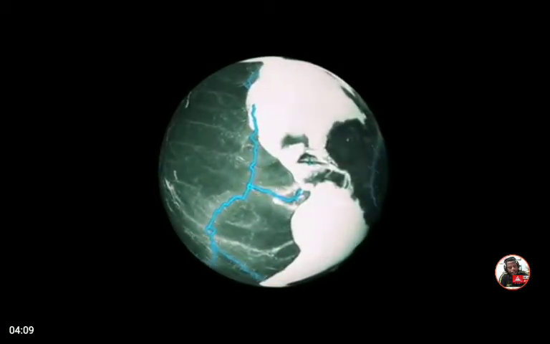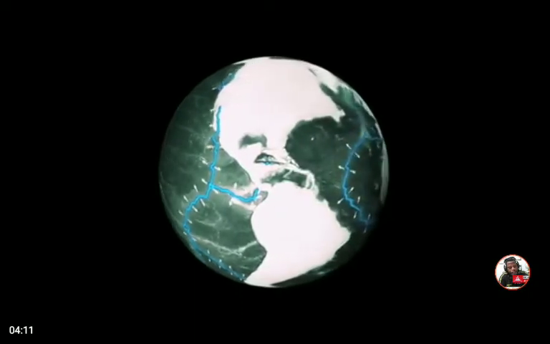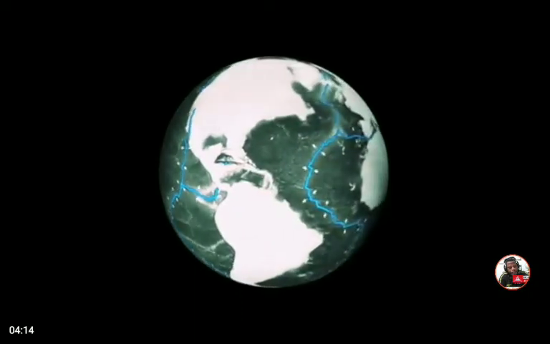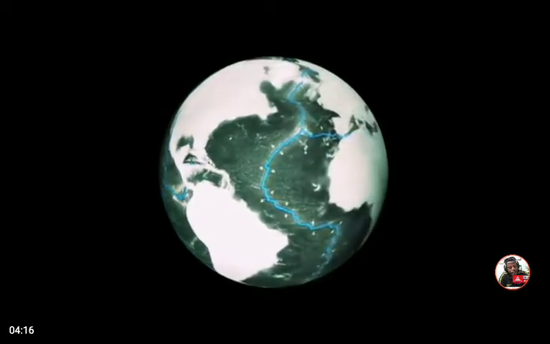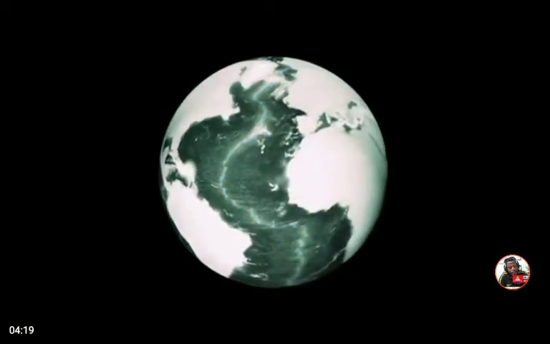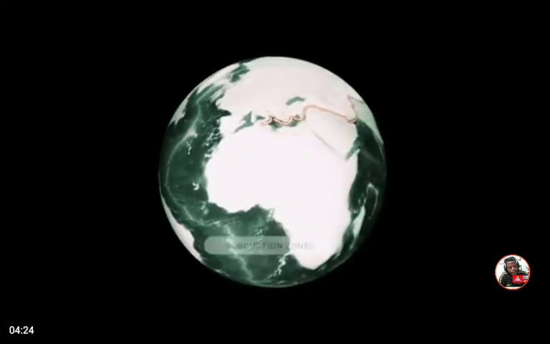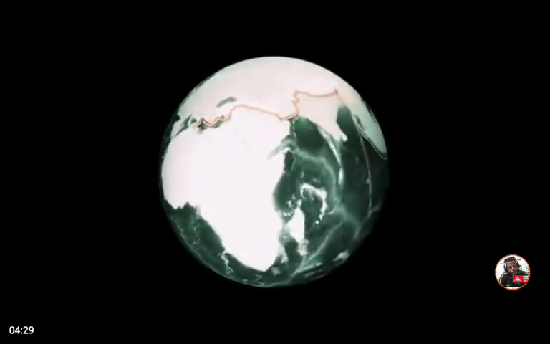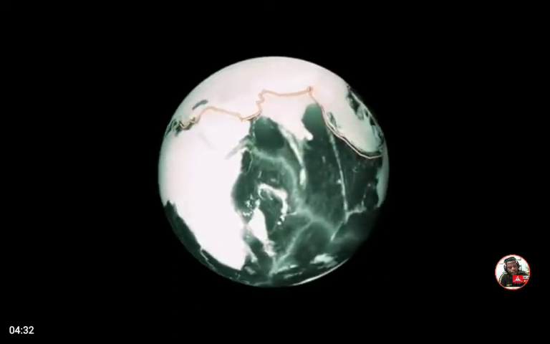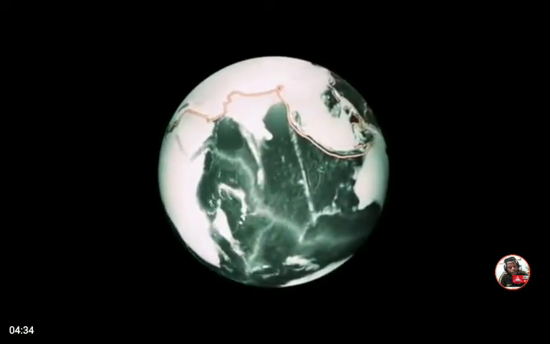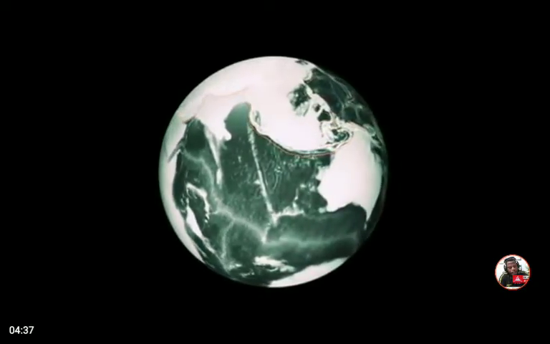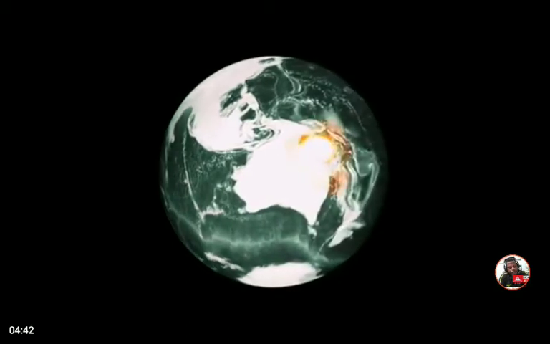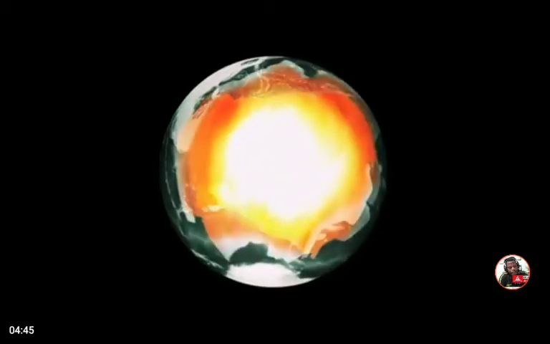The plates don't stay still. They are forever on the move, about as fast as your fingernails grow. They are continually being created at huge ridges in the middle of the oceans and being destroyed at the edges where plates crash into one another and are pulled back down into the earth. What drives this immense movement? To find the answer, we have to look deeper into the earth itself.